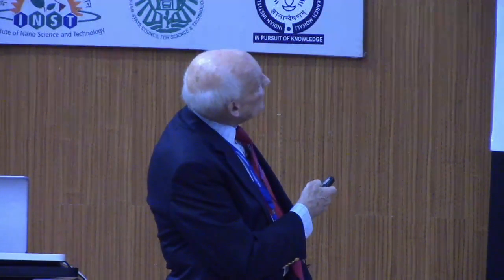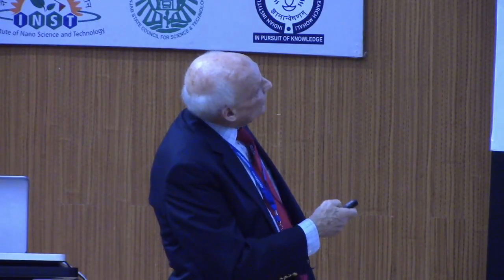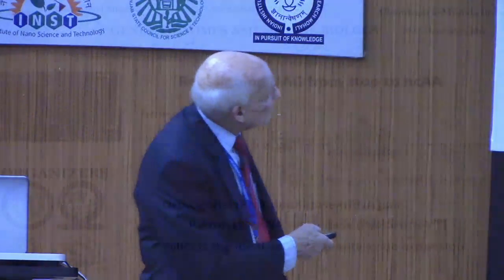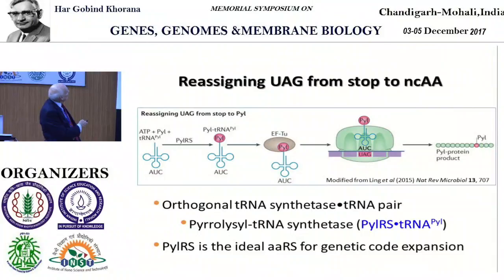So reassigning UAG to a non-canonical amino acid is these days done mainly by pyrrolysyl tRNA synthetase. Pyrrolysyl tRNA synthetase puts pyrrolysine on a tRNA, pyrrolysine tRNA, that recognizes UAG, and then you can make a product containing it. This is what has been done over the last 10 years in many instances, and I'll give you examples.